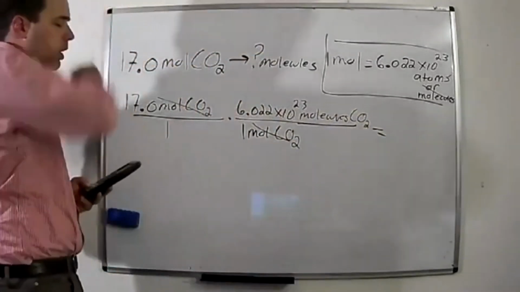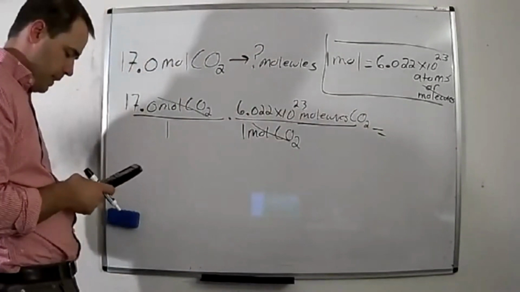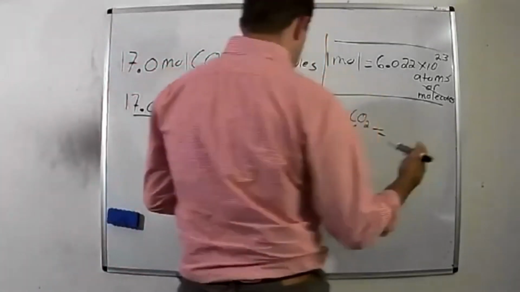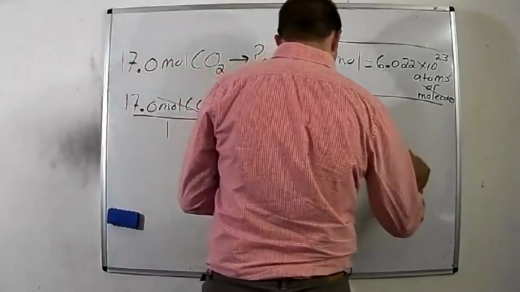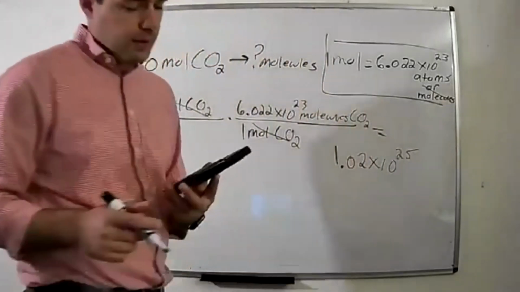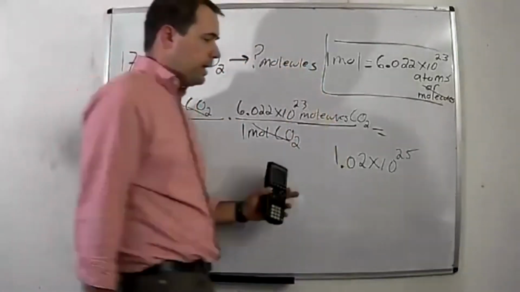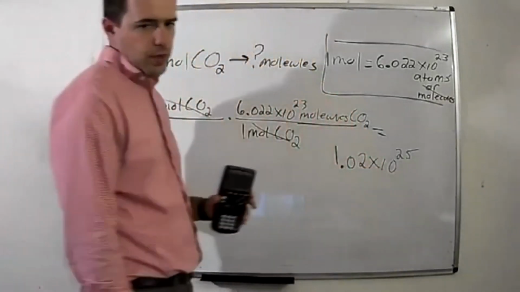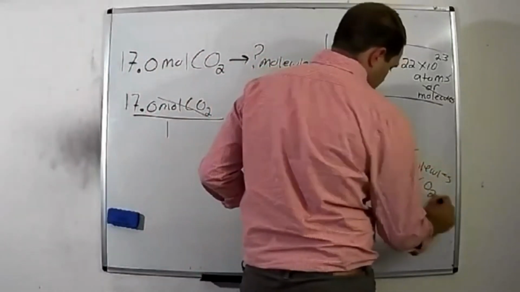17.0 times 6.022 E23. 17.0 times 6.022 times 10 to the 23rd, you're going to get 1.02 times 10 to the 25th. If you look on your calculator screen on the far right side, it should say E25. People overlook that all the time, but that E25 means times 10 to the 25th. So you have 1.02 times 10 to the 25th molecules of CO2.